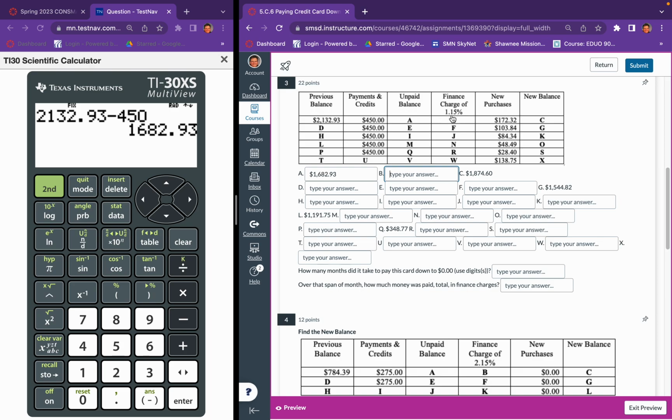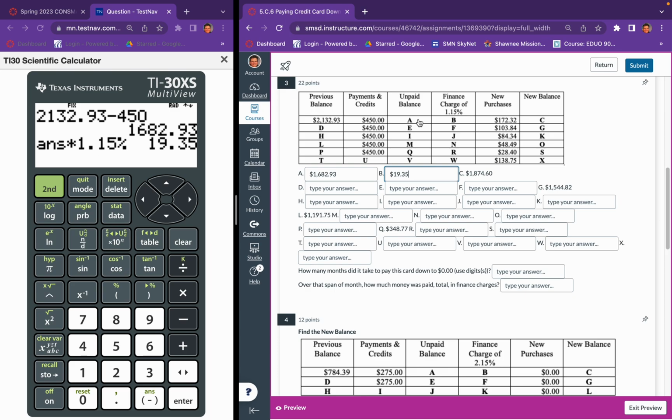There will be a finance charge, and the finance charge is 1.15%. So we're going to go times 1.15%. And that means we're going to pay $19.35 in finance charges. So we have an unpaid balance of $1,682.93. We have finance charges of $19.35. And look, we're still using the credit card.